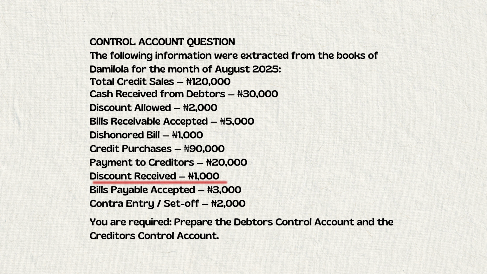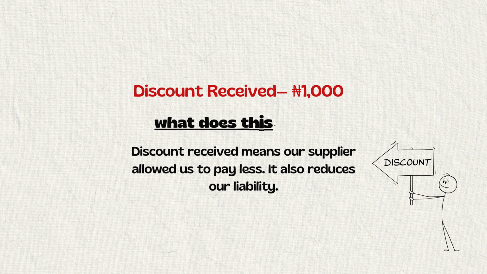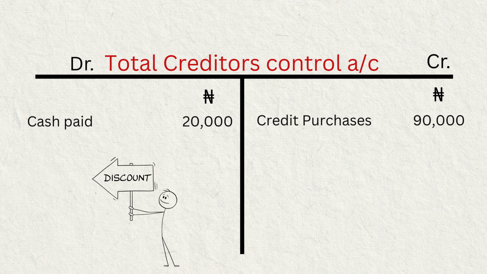Next transaction, discount received 1,000. Discount received means our supplier allowed us to pay less. It also reduces our liability. So we'll post it to the debit side of the creditor's control account.